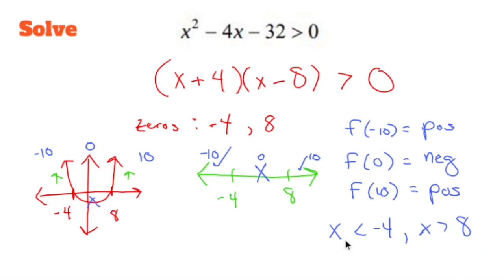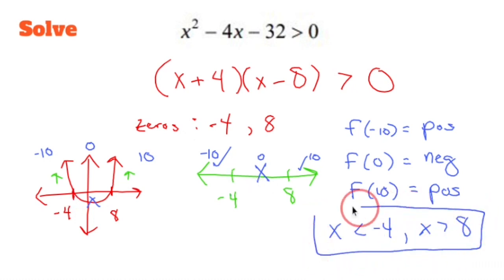Don't want that. Why doesn't it equal -4? Why doesn't it equal 8? Well, if I plug in -4, I get 0, which is neither positive nor negative. So this is my answer. Those are all the possible x values that, when plugged into the original problem, give me something greater than 0. Again, this is very calculus-y, so understand this process. This will not go away anytime soon.